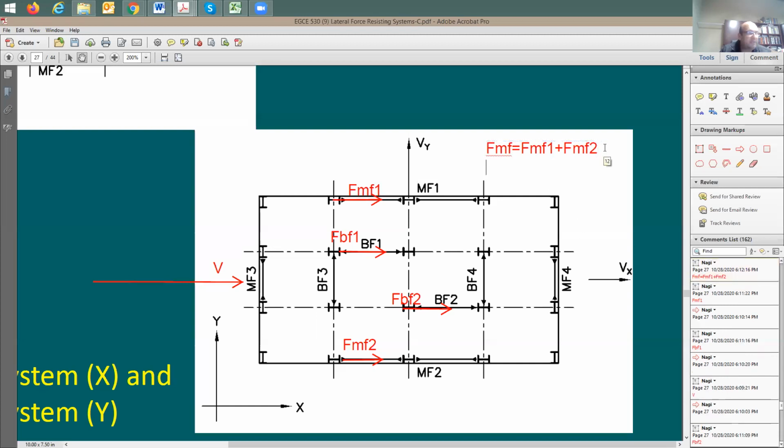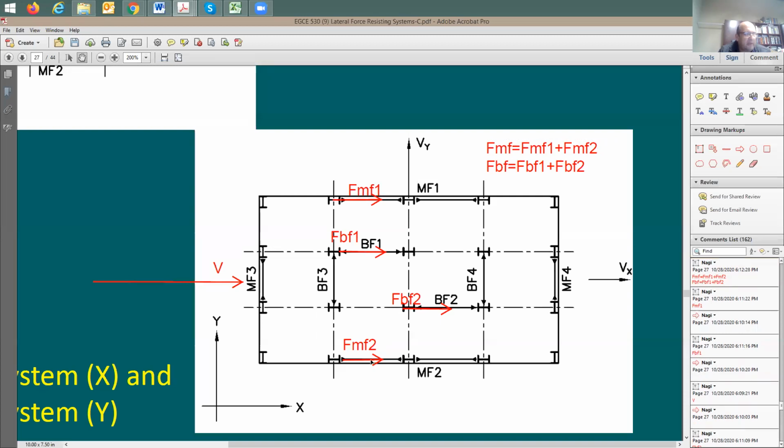And the force that goes to the brace frame, I'm going to call it force to brace frame, equals force brace frame 1 plus force brace frame 2. Which means add both of these two forces together and add both of these two forces together. Now, if you add this force at the moment frames to this force at the brace frames, it's going to be equal to V. So you can also conclude this: V equals force to the moment frames plus force at the brace frame.